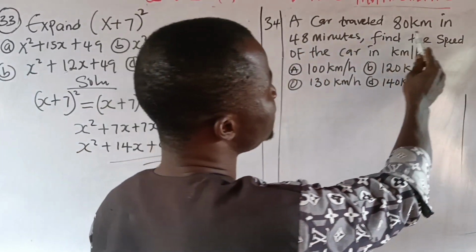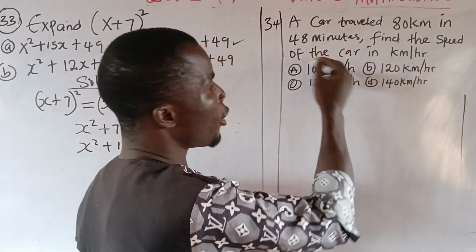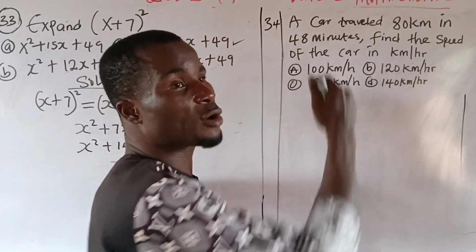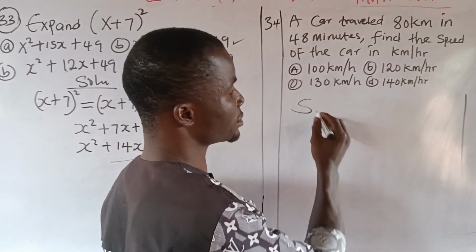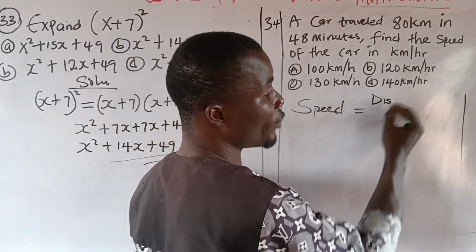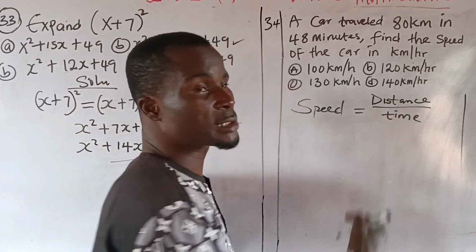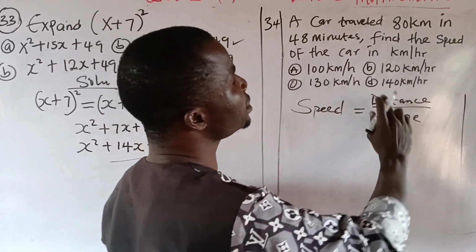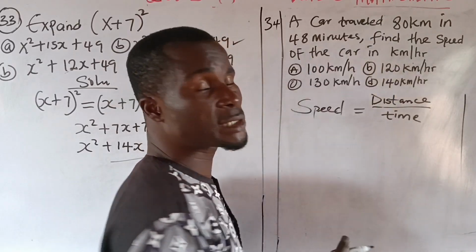A car traveled 80 kilometers in 48 minutes. Find the speed of the car in kilometer per hour. So they ask us to calculate the speed of this car, and the formula for the speed of a car is distance over time. That is the formula used in calculating a speed. The distance given is 80 kilometers, while the time is 48 minutes.